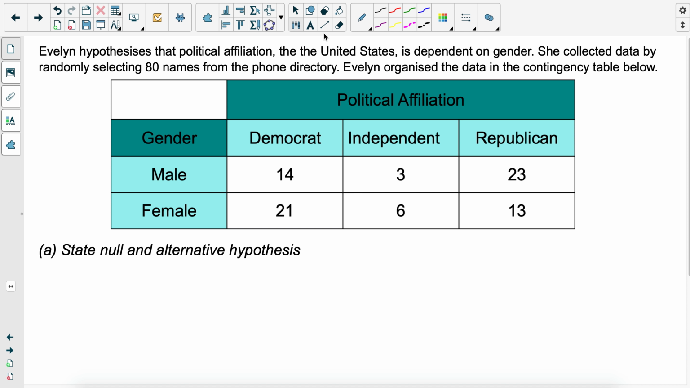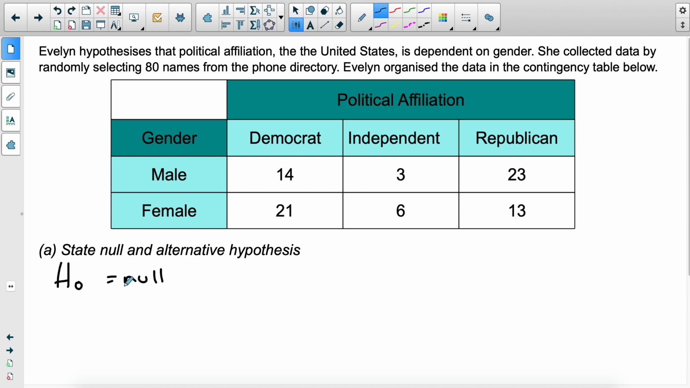So the first question is always, or typically, state the null and alternative hypothesis. The null hypothesis is usually written with an H subscript 0, so H0, which is the null. The null hypothesis is basically the hypothesis you're trying to test, that these two are independent from each other. I know everyone's trying to test that they're dependent on gender, but the null hypothesis is typically when you have two data sets and you want to test their independence.